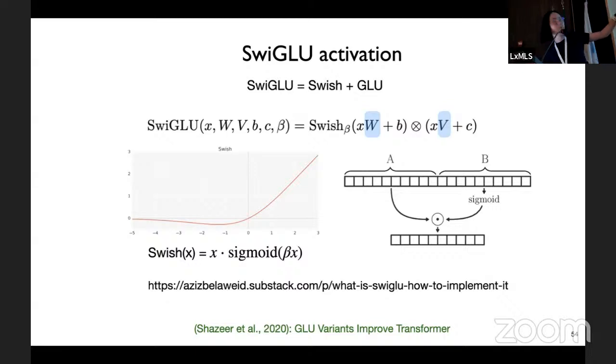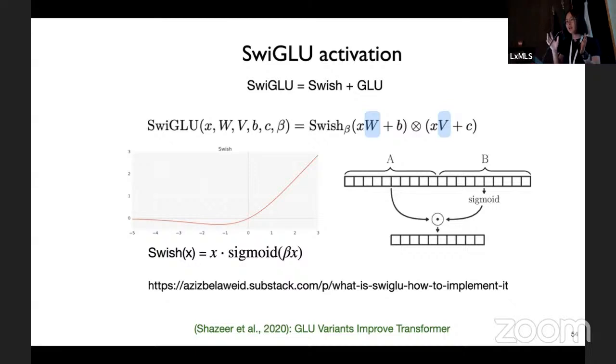And I put a diagram here which shows what the Swish function looks like. It's x times the sigmoid of beta x. Beta is just a constant here. And on the right is the gated linear unit. The idea is that for the same representation, you also pass it to another matrix, here V, which is called a gated projection matrix, and then you multiply the two.